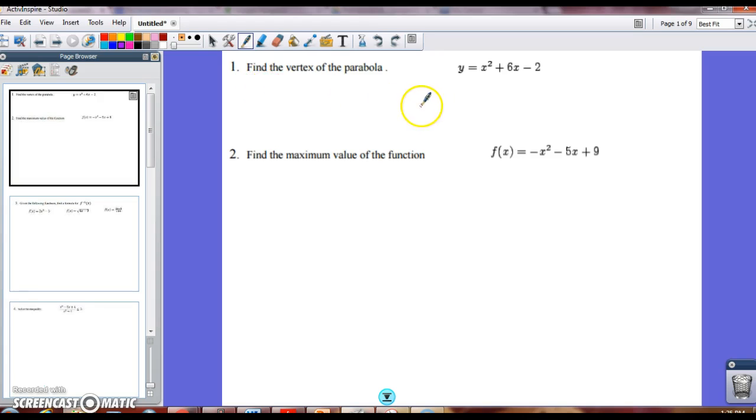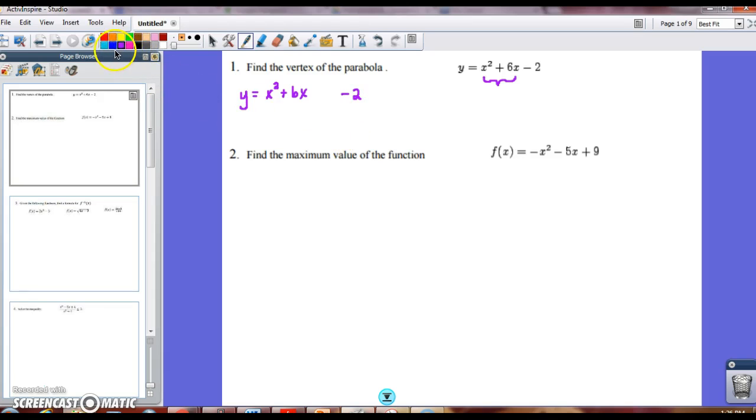So the first problem says find the vertex of the parabola. Remember, this is standard form, so we need to convert it into vertex form. To do that, we need to complete the square. So we're not actually solving for anything, but we are completing this square. We're using this part of it to complete the square. So we end up with y is equal to x squared plus 6x, and then I'm actually going to leave a space and put that minus 2 over here.